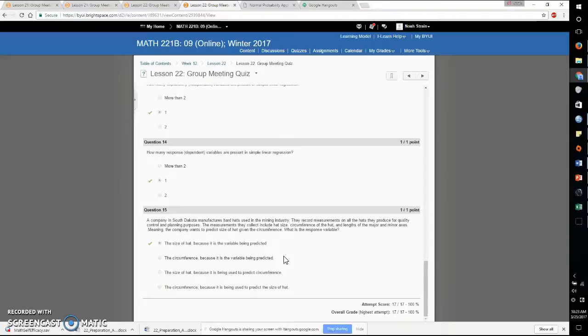So the major clue is the sentence meaning the company wants to predict size of hat given the circumference. So we're predicting something, that will be our response. Given something is our independent variable. So our circumference is our independent, and predicting the size is our dependent or response variable, so A.